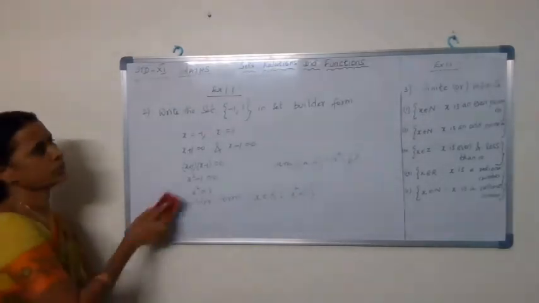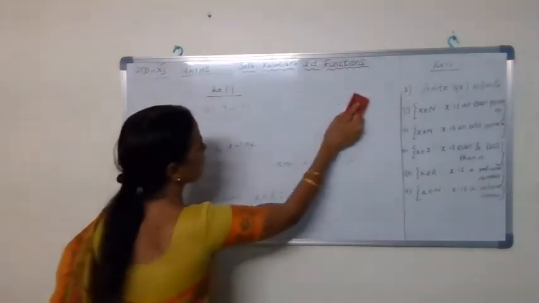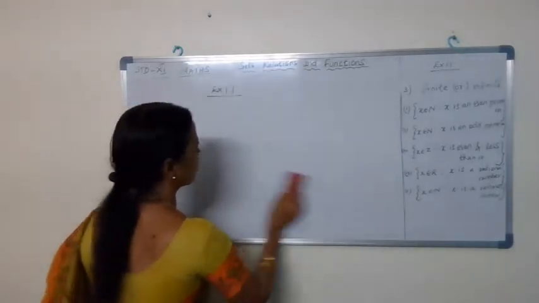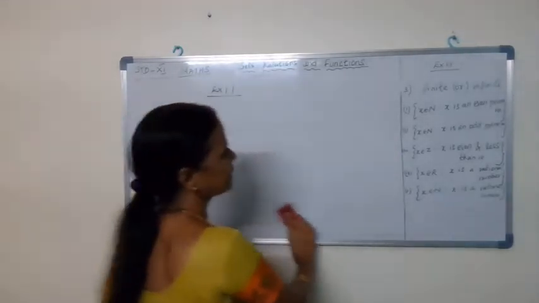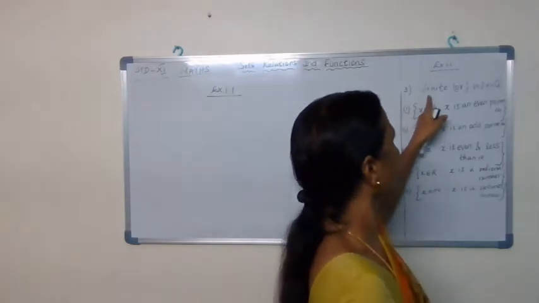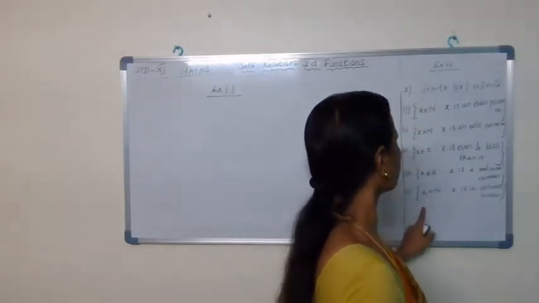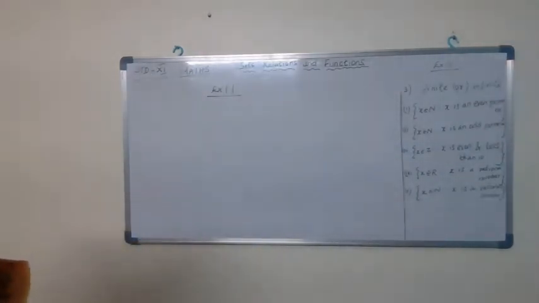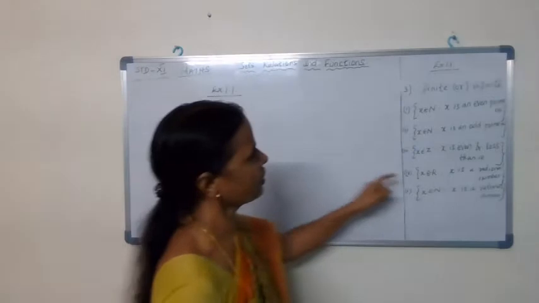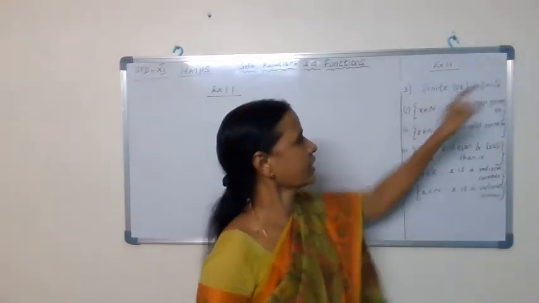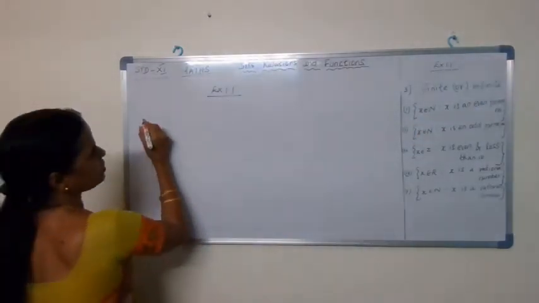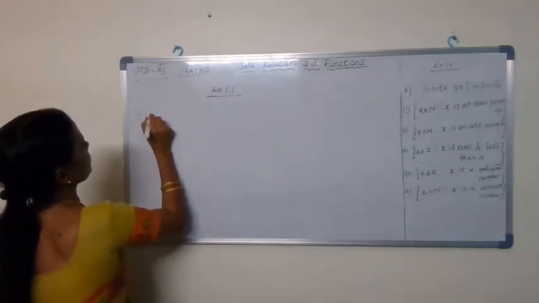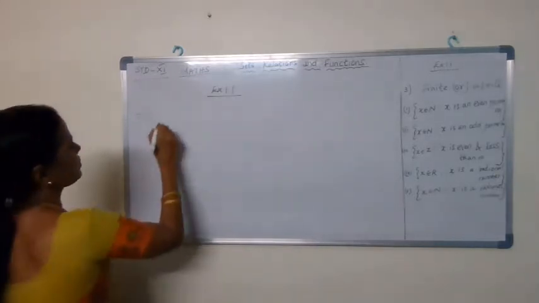Next, we shall do the third problem. What is the third problem? I have written that. State whether the following sets are finite or infinite. We have to find whether the given 5 sets are finite or infinite. So first one. What is the first one?